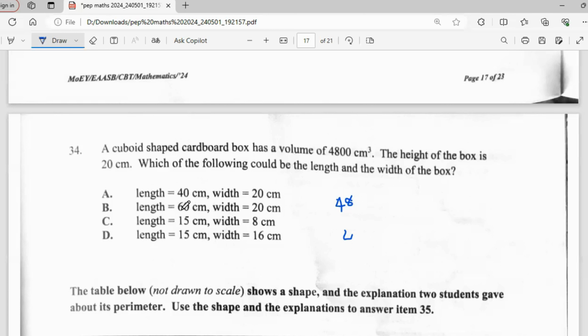2 times 6 is 12. 2 times 12 is 24. That's not the correct answer. 2 times 15 is 30, and 8 times 30 is 240. But it's not the correct answer.